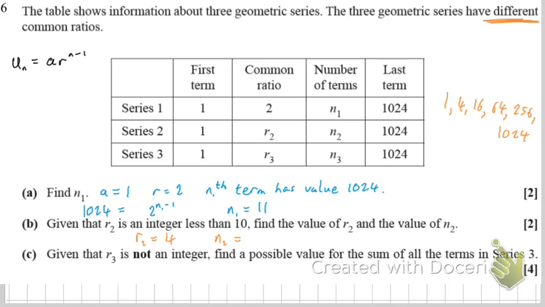Well, to work out n2, just write the sequence out. It's probably the easiest thing. 1 times 4 is 4, times 4 is 16, just times 4 repeatedly until you get to 1024, and you can see very clearly there that we have 6 terms.